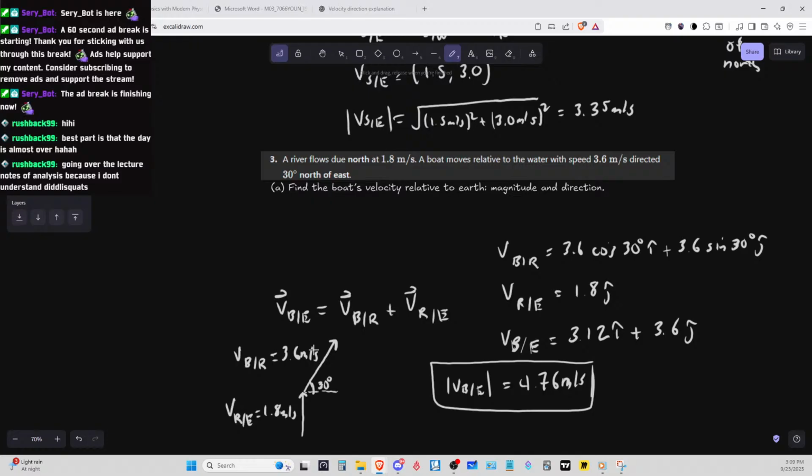Go over lecture notes of analysis because I don't understand diddly squat. Okay. Is that real analysis? Because I'm actually trying to learn that too. But I've been going on and off with it. I haven't even gone through the first section of real analysis. I don't remember the theorems that well. I know the triangle inequality and all that stuff, but doing proofs, I feel like I'm not ready for that yet.